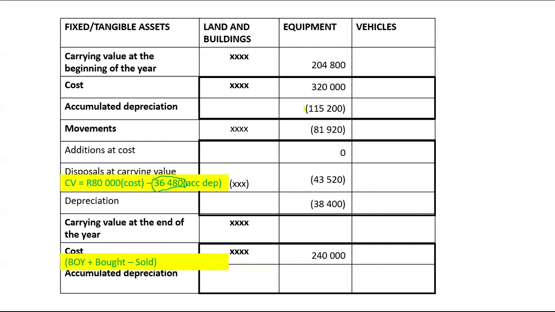Accumulated depreciation will be this 115,200 plus 38,400 minus 36,480. It's the balance at the beginning of the year plus current year depreciation minus accumulated depreciation of the sold asset, which will give us 117,120. 240,000 minus 117,120 will give us 122,880.